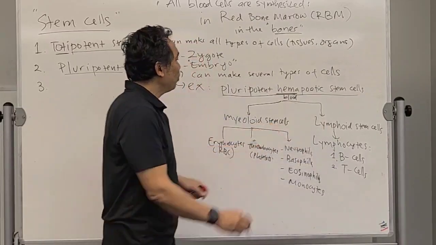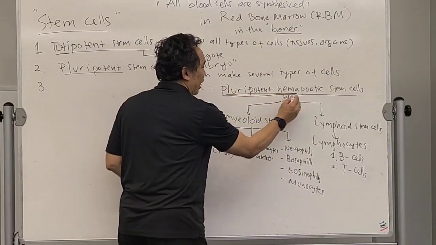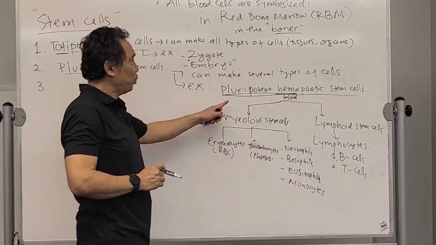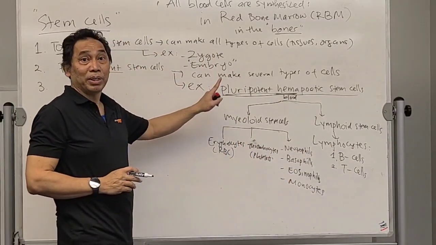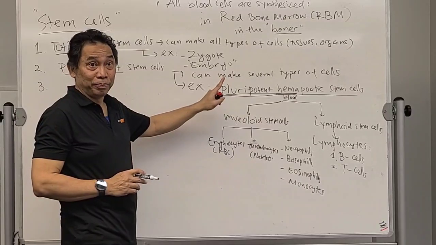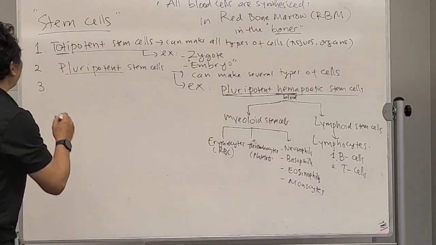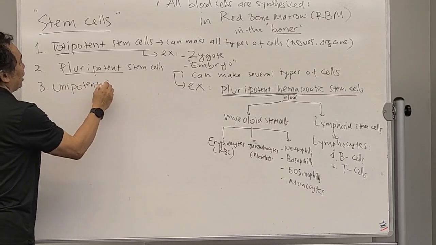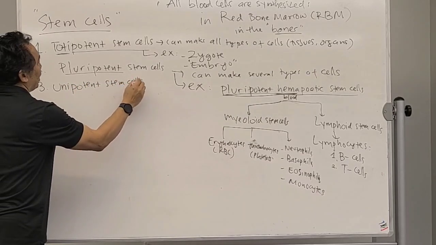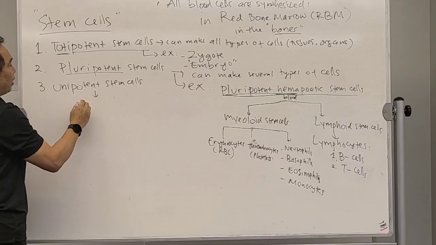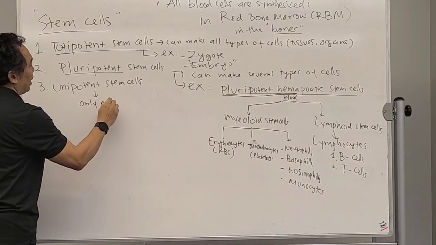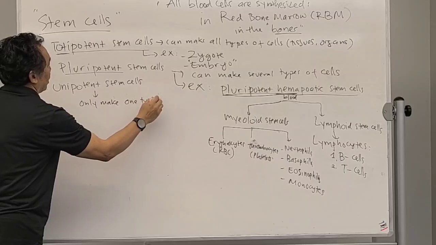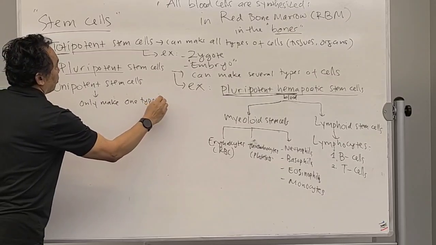So you see that? This stem cell is able to create several types of cell. Therefore, it's called a pluripotent stem cell. You get this one? The last one is called a unipotent stem cell. This is the one that only makes one type of cell.